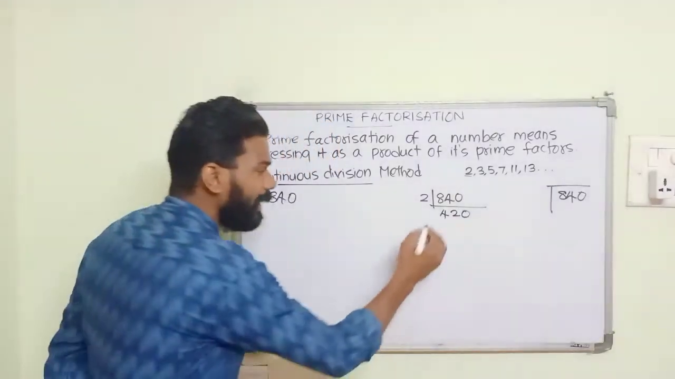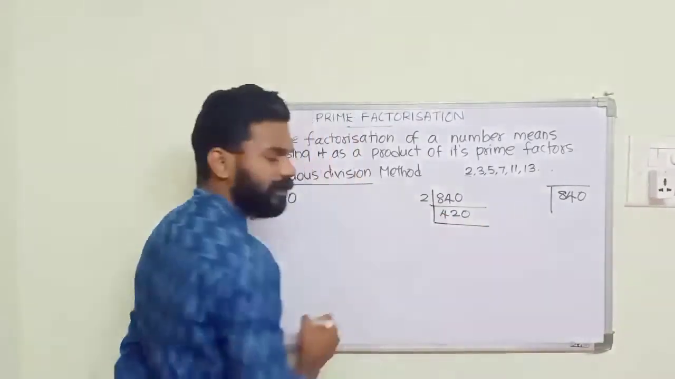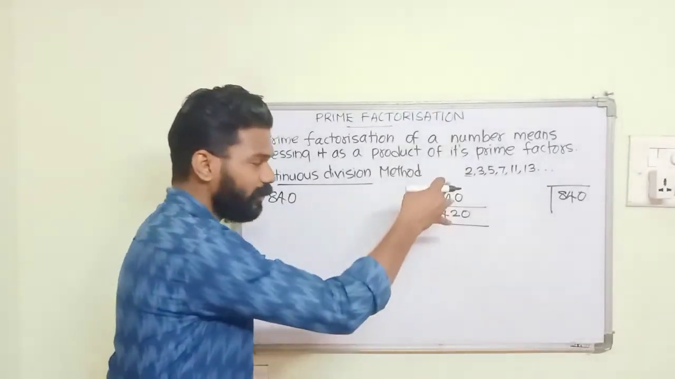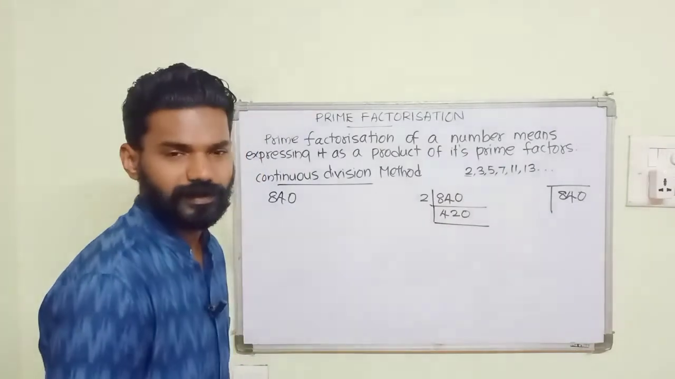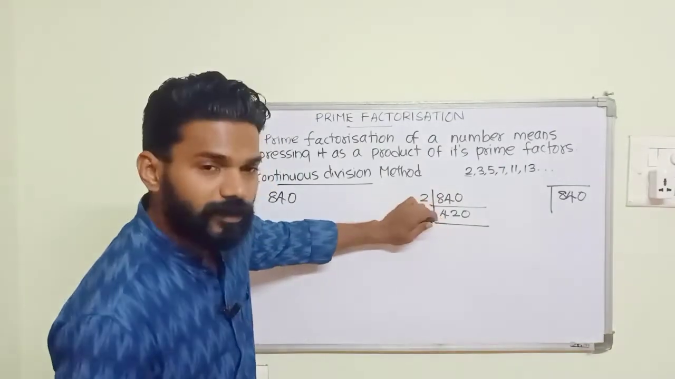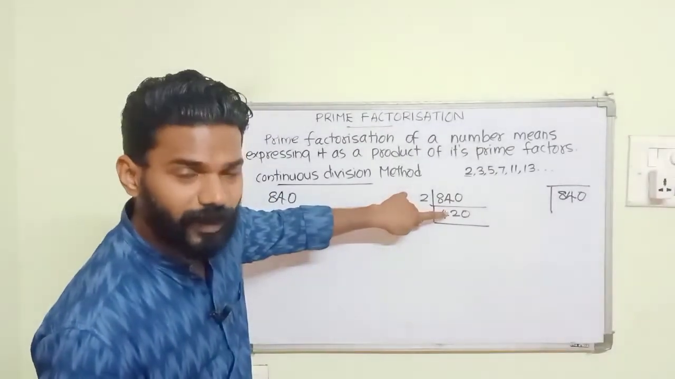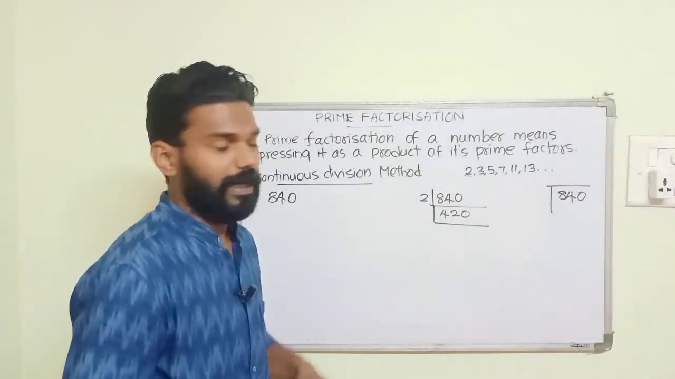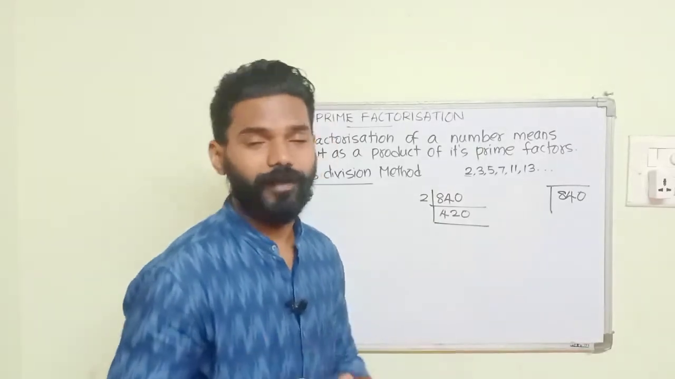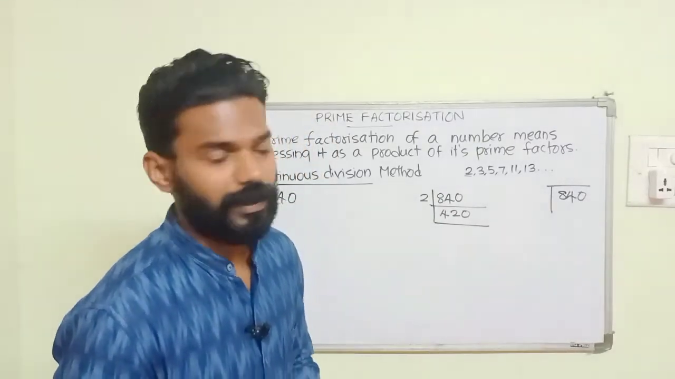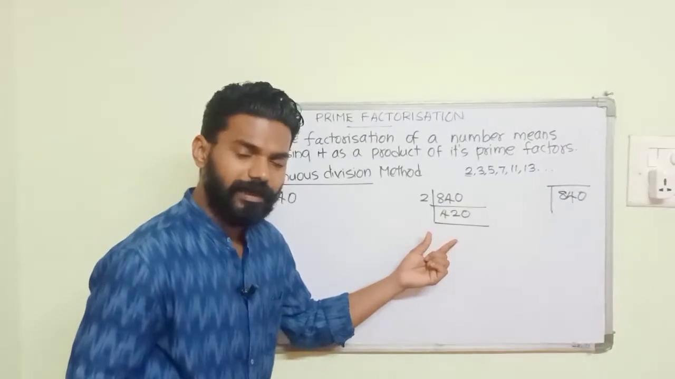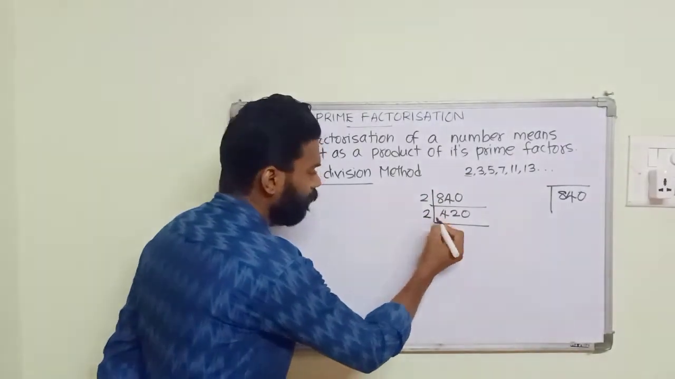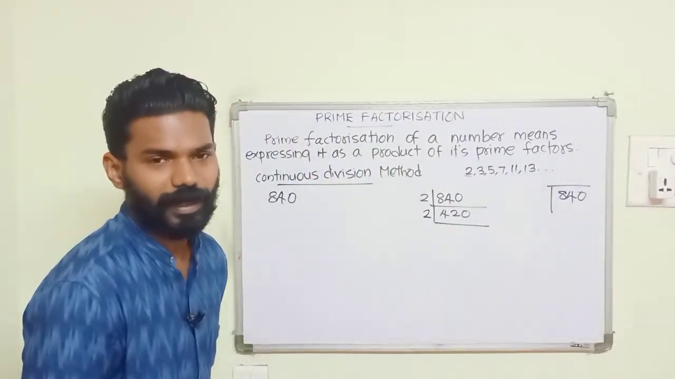Now again we will put a cross like this, because we are doing continuous division. We need to do many divisions, and the quotient obtained will be our next dividend. Okay, again you need to confirm which divisor we need to use. If it is an even number, again definitely you can use the smallest prime number 2 itself as the divisor.